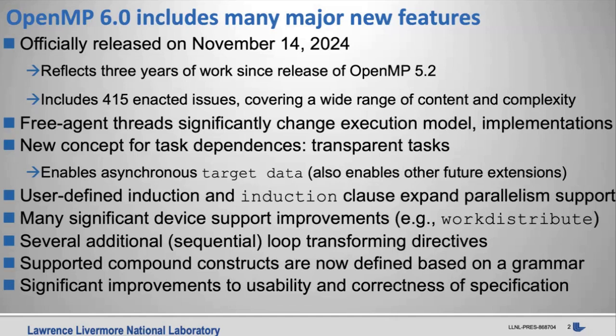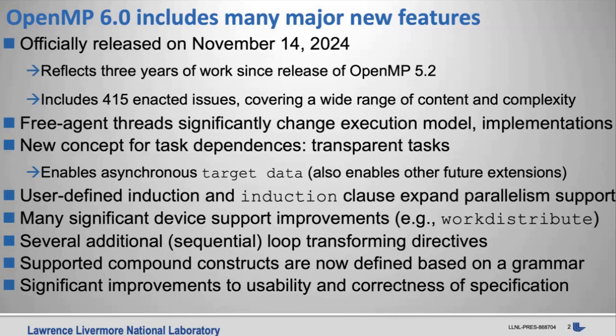Now, for the most part, if you can specify one construct nested inside another, you can specify the pair as a compound construct. All of the existing combined and composite directives are still valid, but now the set that you can use is much larger. This adds several constructs that had been requested. For example, target loop is now a valid compound construct.